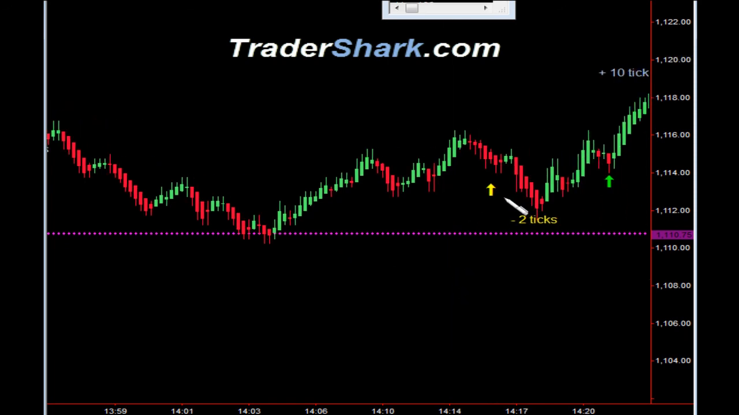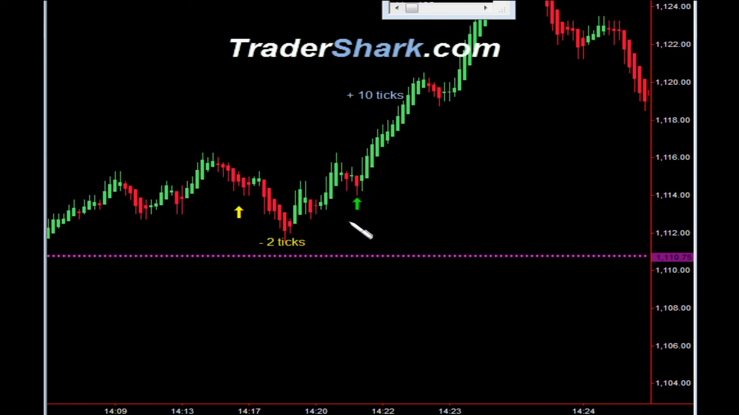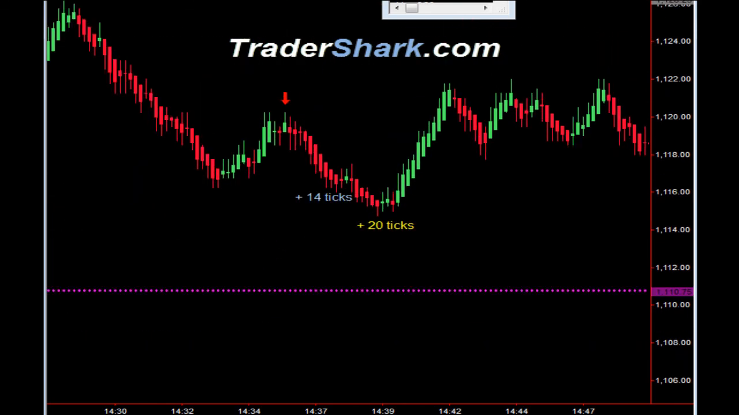We had an opportunity to get long. Target 1 was hit and got stopped out for minus 2 ticks. Proceeding forward, we had an opportunity to get long. Target 1 and target 2 were hit for a total of 10 ES ticks.